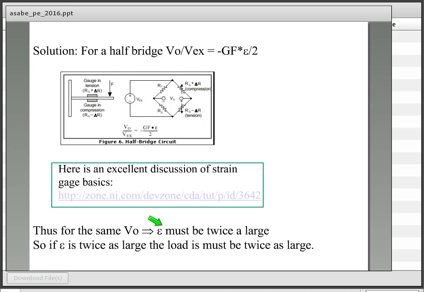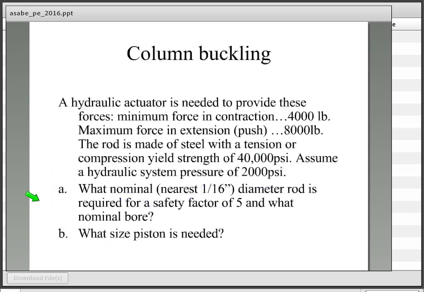So take a look at this. I mean, review this. This is National Instruments, the makers of LabVIEW. It's an excellent little article on strain gauge basics. Might be of benefit to you to be somewhat familiar with that topic. In fact, that was a review problem on the P exam previously.